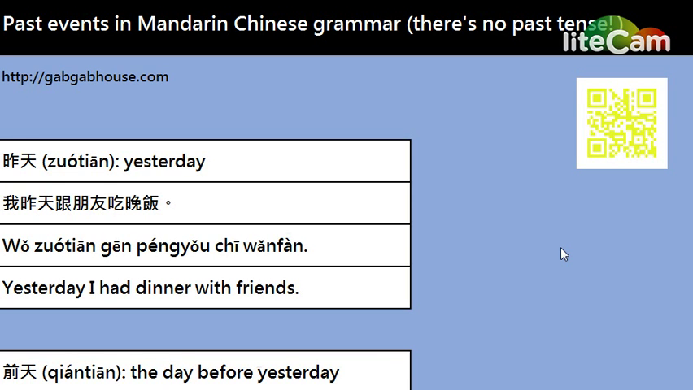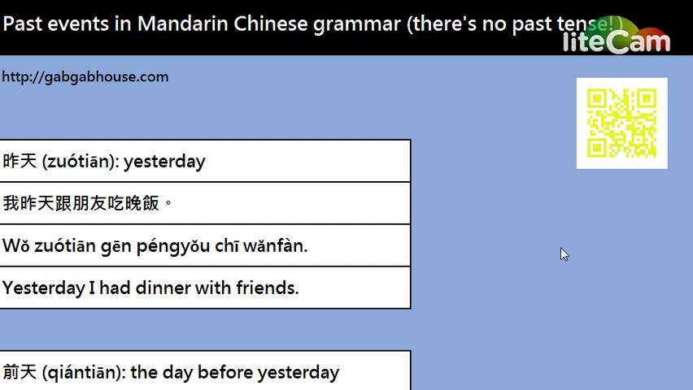In this lesson, we talk about past events in Mandarin Chinese grammar, but actually there is no past tense in Chinese. Talking about past events in Chinese is actually quite straightforward because Chinese does not have any tenses. You don't need to change the verb to indicate when something happened, like you do in English or other types of languages.